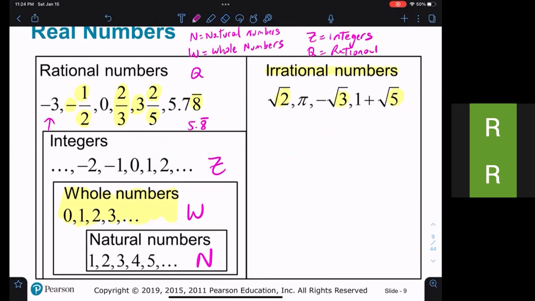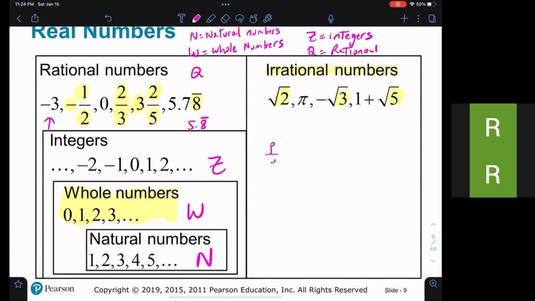For the most part, the rational numbers are defined by P over Q, where P and Q are integers, okay? And also if you see a repeating decimal. Irrational numbers are basically when the decimals go forever and they don't repeat. They don't have a pattern, or they don't repeat themselves. So it's just basically like 1.15234 78, whatever, right? So there's no pattern there, so that means that that's irrational.